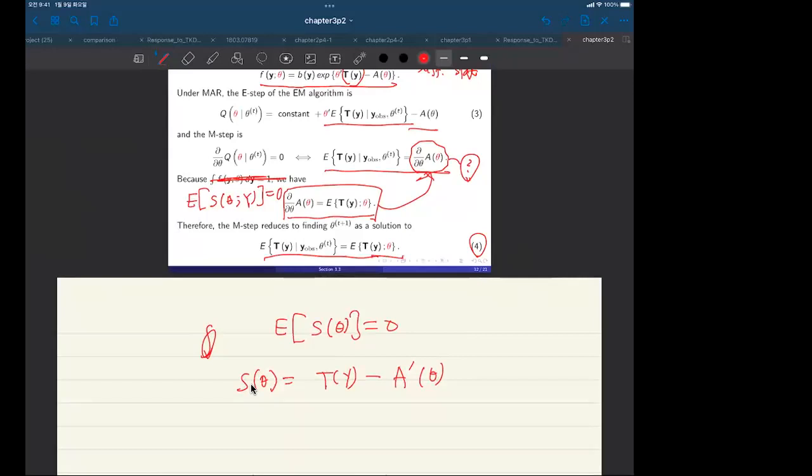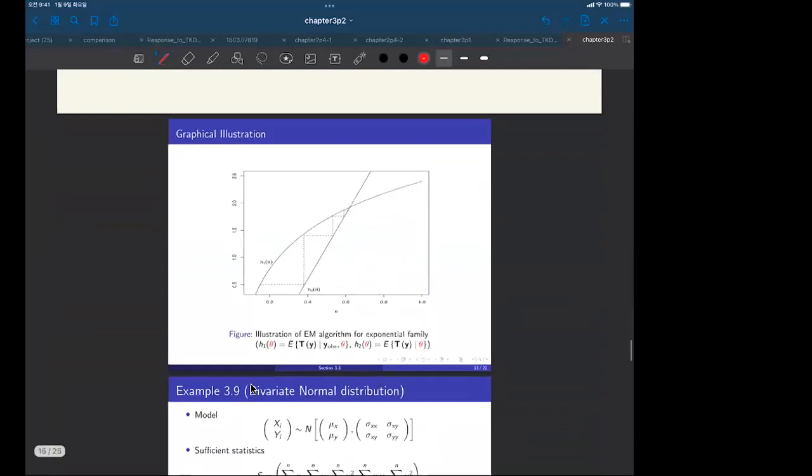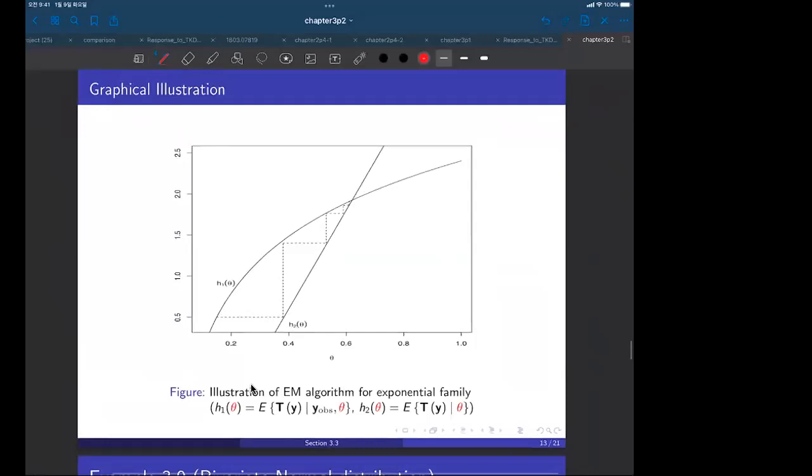So let's understand this equation more carefully. Here's a very interesting graph. Basically, we are interested in solving this equation. H1 is the conditional expectation. H2 is the unconditional expectation. So we want to just solve this equation, right?